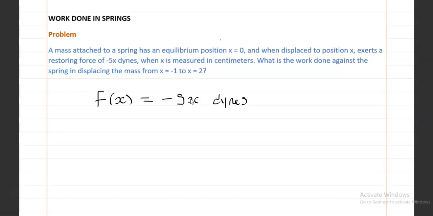The negative there just signifies direction. It's not really an issue because right now we are working with the magnitude. We don't really have issues with the negative sign here.